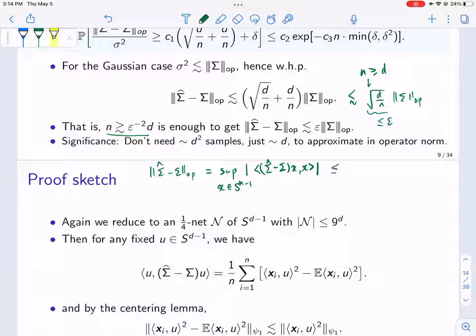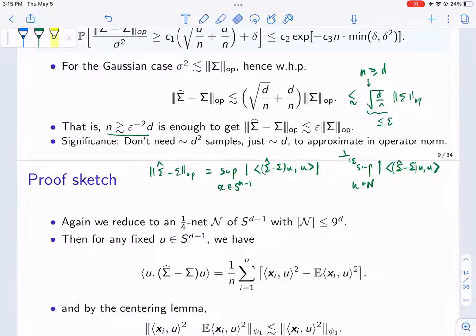Okay, so by discretization, this is going to be bounded by twice the supremum over a net of the same thing, U transpose (sigma hat minus sigma) U, where U is in the net. The net is at scale epsilon. Actually, you don't need 1/4. Why did I do 1/4? 1/2 would be enough. Oh, actually, sorry. Maybe it's still going to be 1 over 1 minus 2 epsilon.